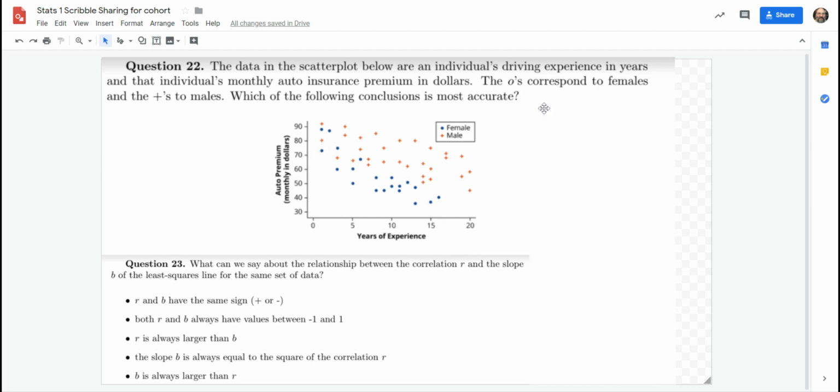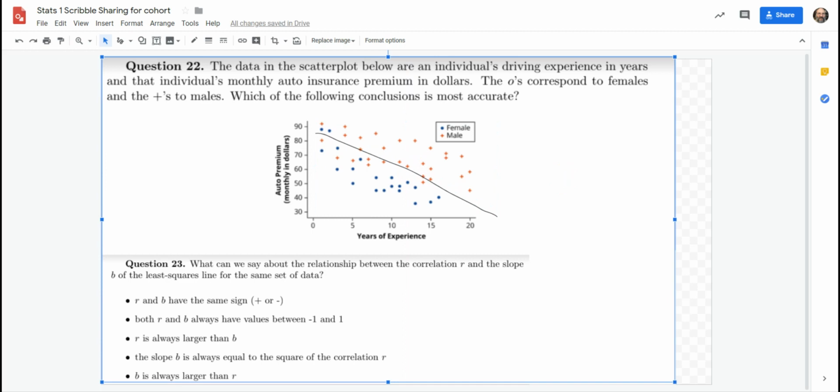The orange dots are male, the blue dots are female. The broad conclusion from 22 was negative correlation. We can see broadly that we have a negative correlation because essentially we're sliding downward. That's a very rough idea for what the midline might be. I'm trying to make a line where about half is above and about half is below. It's a very rough idea, but that clearly is sloping downward.